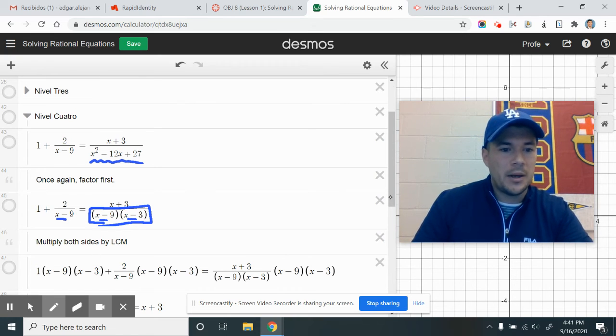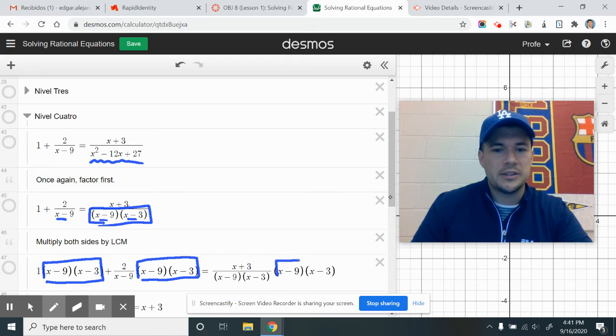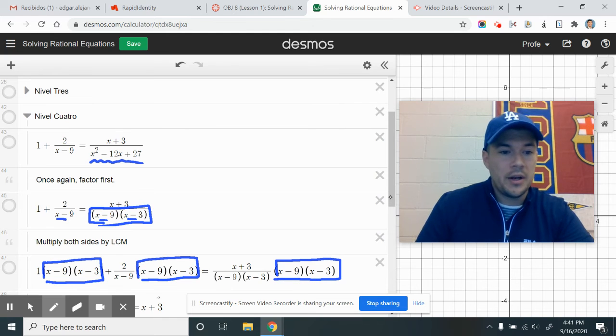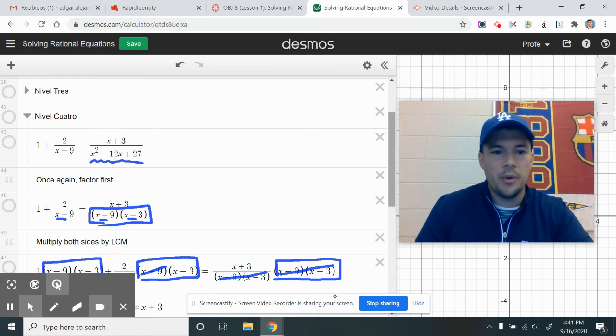So I multiply everything by x minus 9 times x minus 3, which means I multiply the 1. I multiply the first fraction by x minus 9 over x minus 3, and I multiply the fraction on the right side by x minus 9 over x minus 3. And quite a bit of canceling is going to happen, all right? On this first fraction, I'm going to cancel out my x minus 9s. Notice that the x minus 3 remains. And on this second fraction, I'm going to cancel out this entire denominator, all right, with x minus 9 and x minus 3. All right, so let's see what remains, all right?